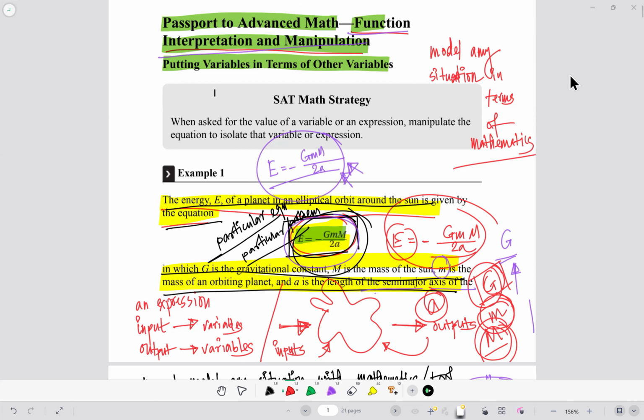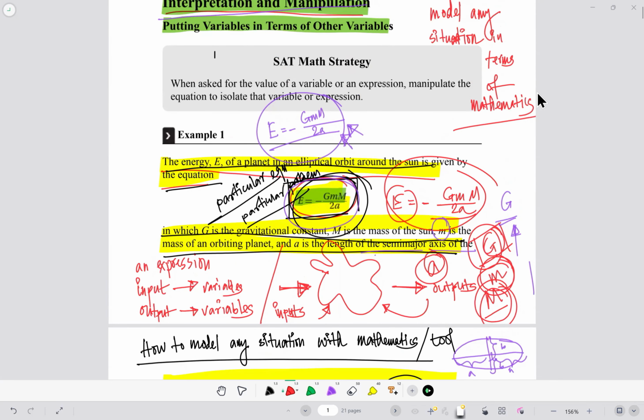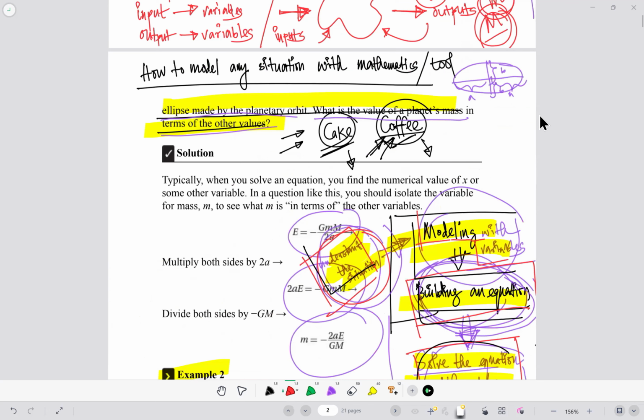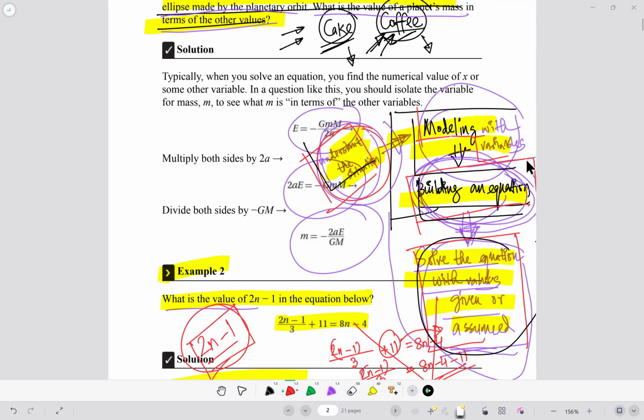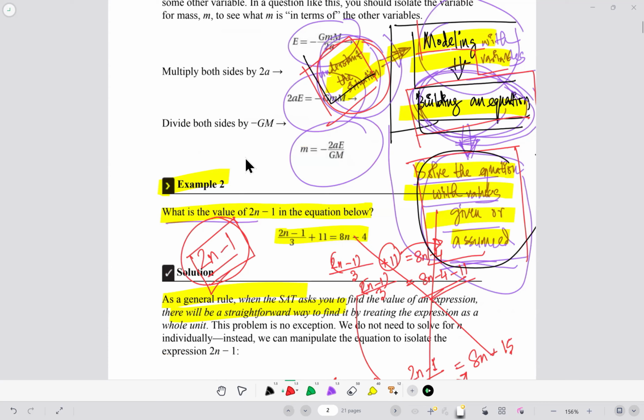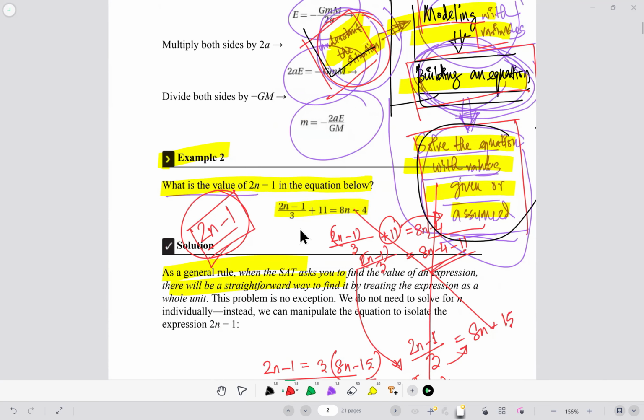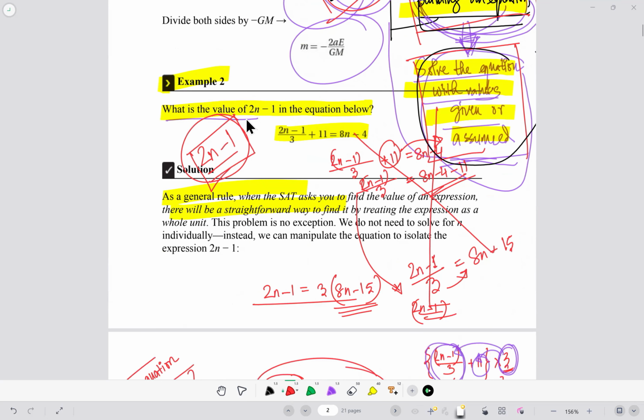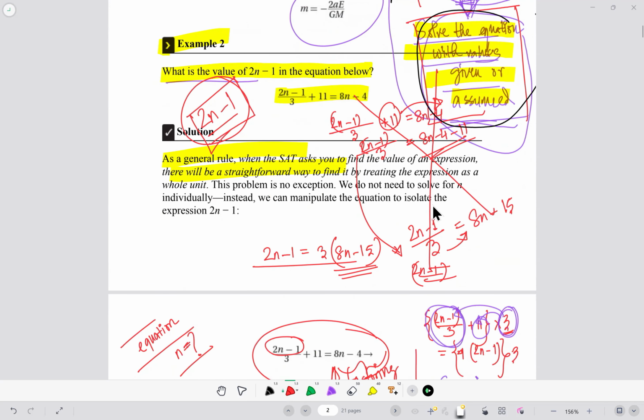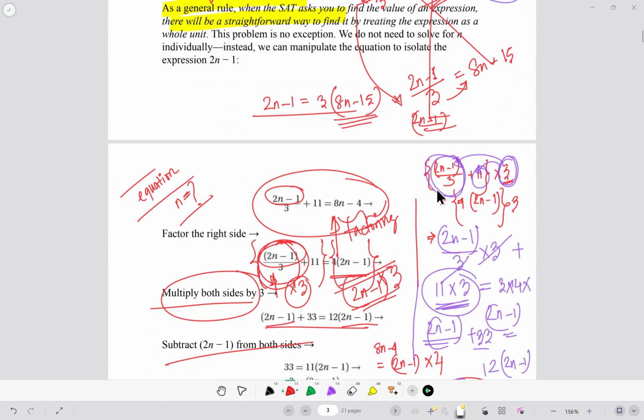Putting variables in terms of other variables, we have done that, because this is nothing but simplification and algebraic manipulation. Then we covered how to model any situation in terms of mathematics, and how to find the answer. And then there was a nice problem, where you just cannot cancel. I'm talking about the twice and minus one problem. It was a nice problem because I did it in the wrong way, technically, but not the exact wrong way.